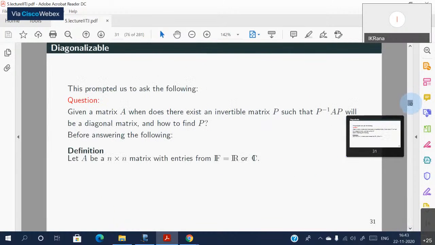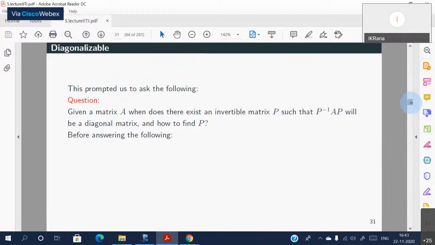Let us probably skip all this. The question we want to analyze is the following: given a matrix A, when does there exist an invertible matrix P such that P inverse AP is a diagonal matrix? Why one is interested in this kind of question is that when you multiply a matrix A by P, where P is invertible, it is essentially a change of basis.